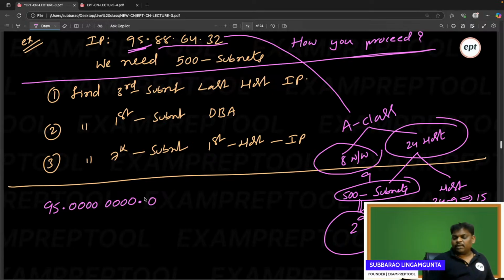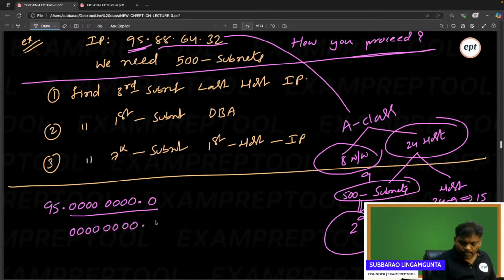Yeah, these are for subnet purpose. These 9 bits are for subnet purpose. Subnet 0 is asking: find the third subnet's last host. I think it is the 0th subnet. Next one. Let me write the next one.